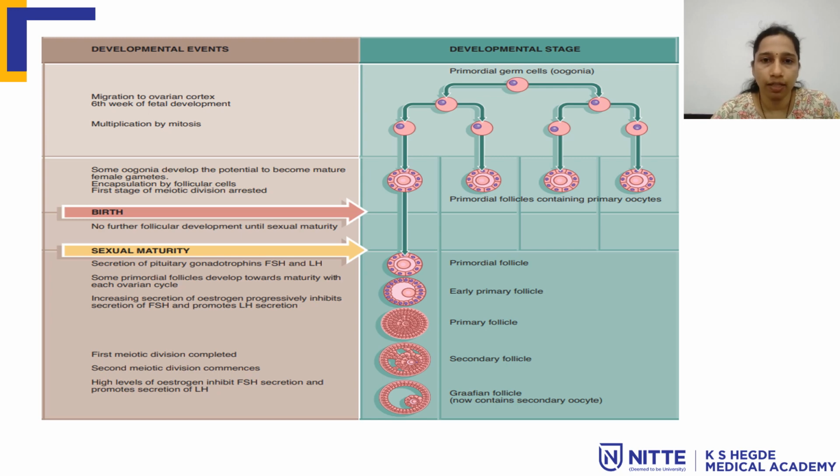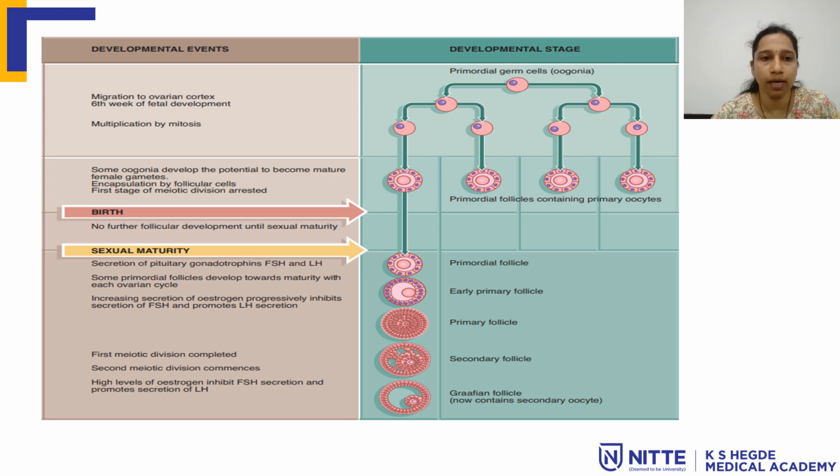By around the 7th month of fetal development, these oocytes are surrounded by follicular cells. These follicles having a central primary oocyte are called primordial follicles. Once there is primordial follicle formation, there is arrest in the first stage of meiotic division. Until the female undergoes puberty, there is no further development or sexual maturity in the ovary.